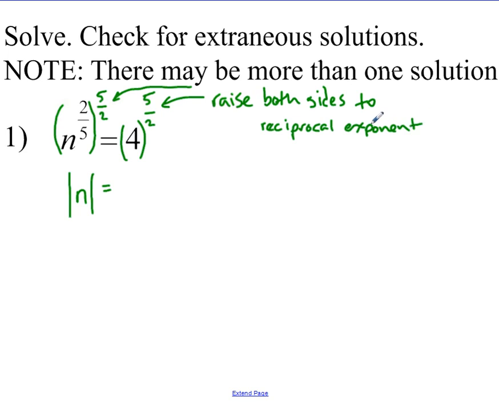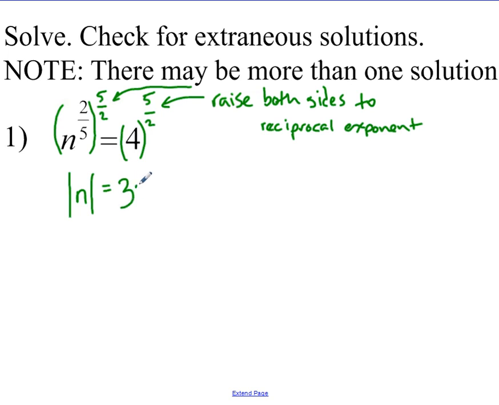Key step there. All right, so we've got the absolute value of... well, we have to figure this out. We can use our calculator, we can use our head. 4 to the 5/2 exponent. If you don't know what the answer is, just pop that in your calculator. 4 to the 5/2 turns out to be 32.